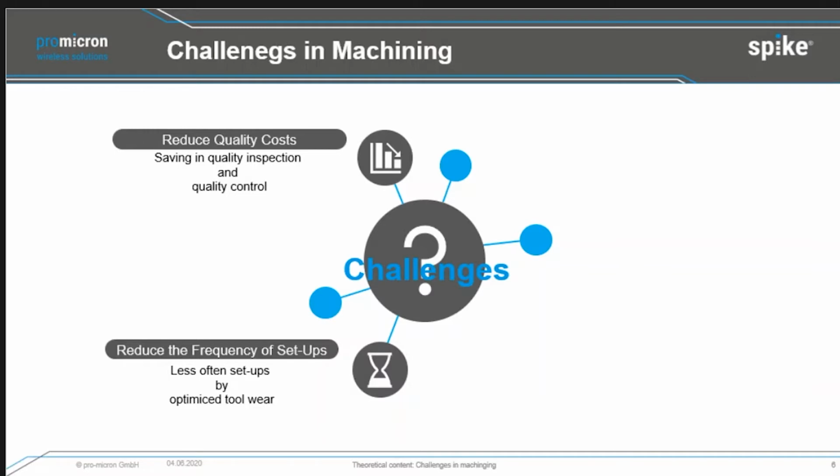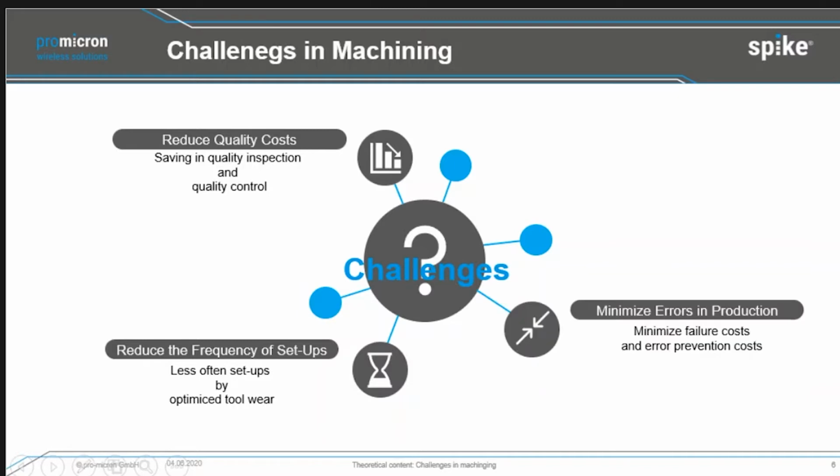Another thing we often see is the frequency of setups. So we need to reduce how often we must set up a new system. So the challenge is to optimize the tool wear so we don't have to set up this often. Again, non-value added time. Common problem, errors in production. Again, we need to minimize failure costs and prevent errors so we don't have error prevention costs. Again, non-value added costs need to be reduced.